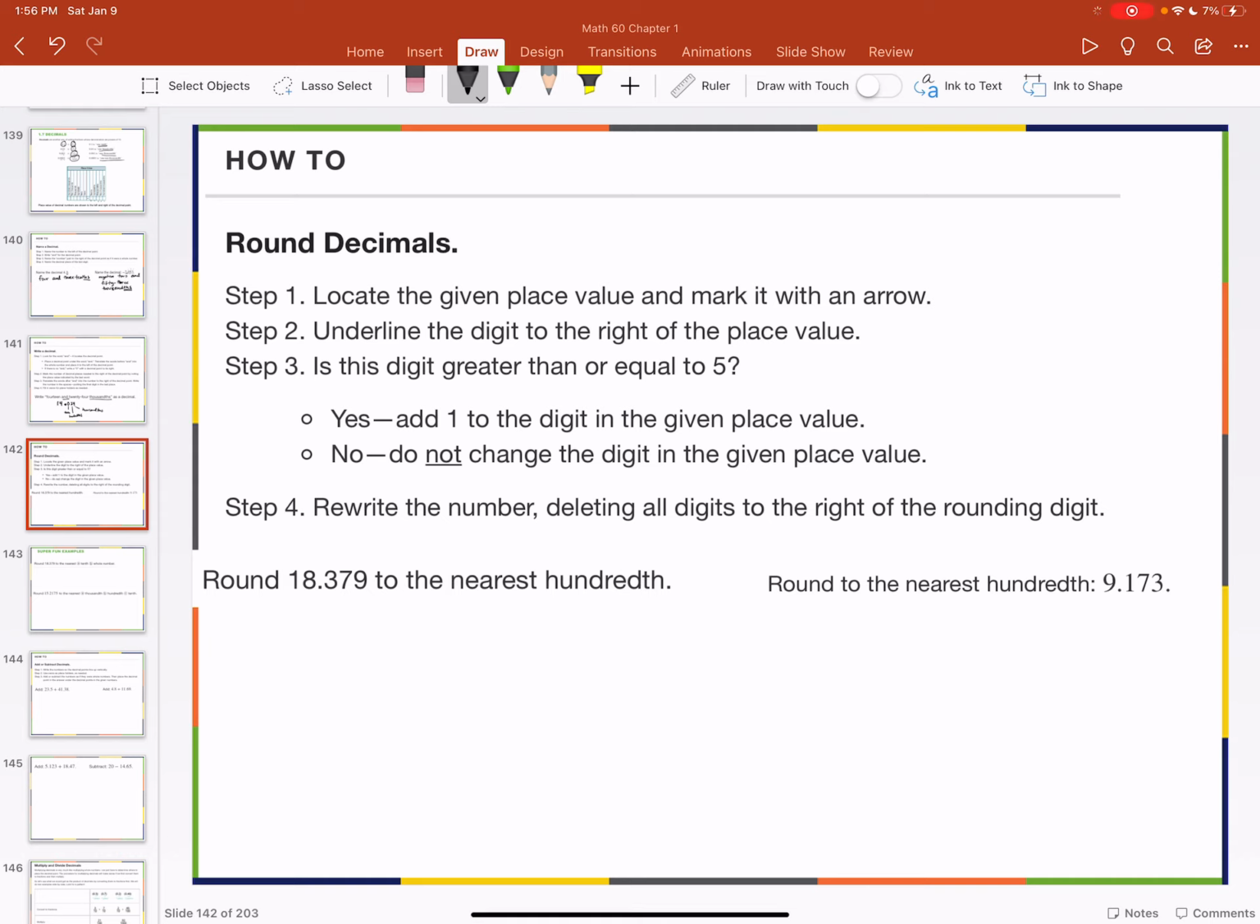So if we want to round 18 and 379 thousandths to the nearest hundredth, this is the number that we're going to round, the 7, because it's asking us for the nearest hundredth. Now we look immediately to the right of it. The number to the right of the hundredths place is 9, so that's greater than 5. So what are we going to do? We're going to round up. So that's going to be 18 and 38 hundredths.